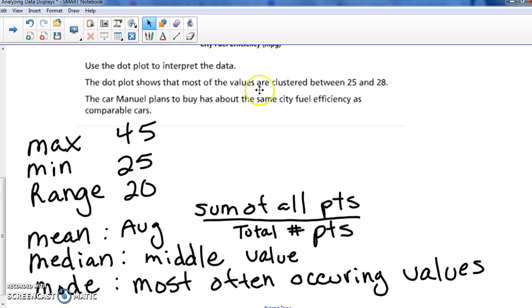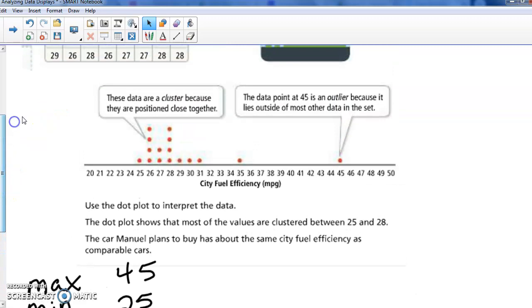And then the last is the mode. The mode is the one that's used most often. In a data plot, or dot plot, the mode can be more than one number, and it can be no numbers. In this particular case, we see it's 26 and 28.